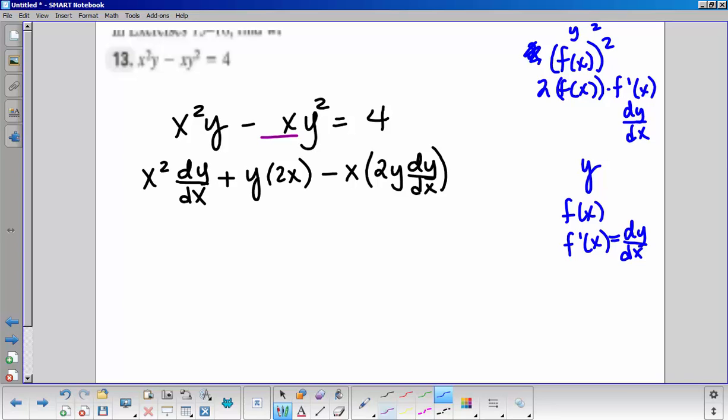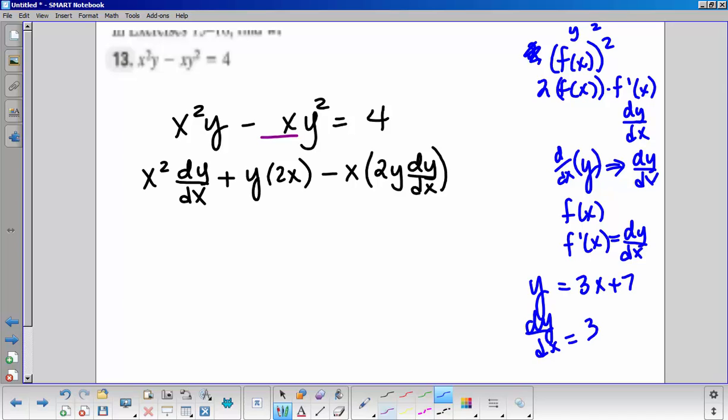Okay, so anytime you take the derivative of y all by itself, this is going to equal dy dx. And think about it, you guys, we've been doing this all along, and I'm using 3x plus 7. What's the derivative of this? You go dy dx equals what? 3. We've been doing this all along. When you take the derivative of y, you just didn't realize it. So we're getting it to that point. All right?